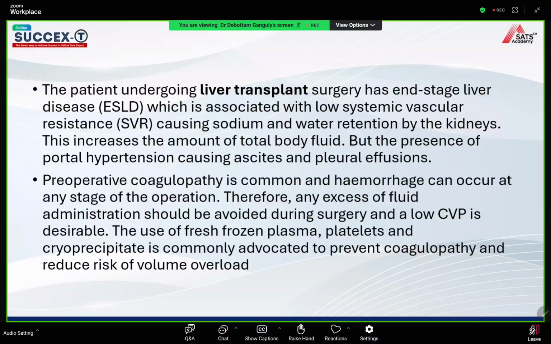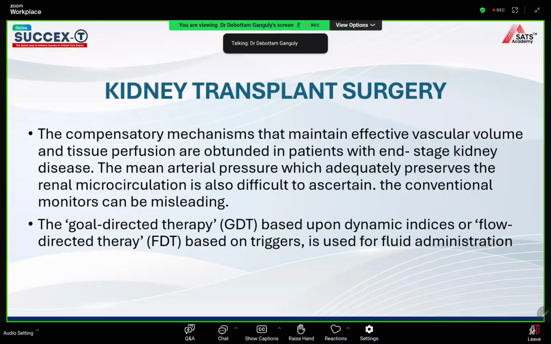During the surgery, we are discussing intraoperative things over here. Now, kidney transplant surgery: goal-directed therapy or flow-directed therapy based on the trigger used for fluid administration in kidney transplant surgery. We have to be cautious when these patients come into the ICU, we have to assess the volume status of the patient.